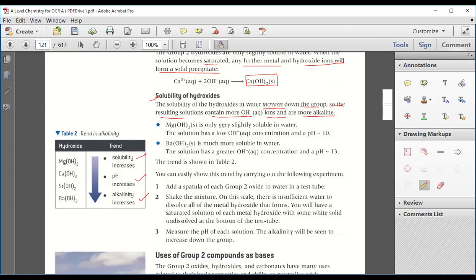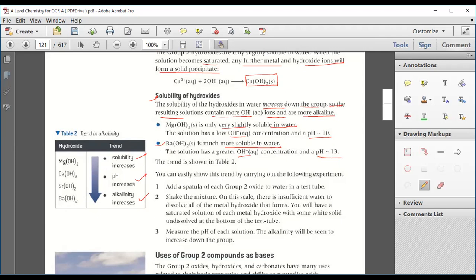Now, magnesium hydroxide is only very slightly soluble in water. It has a low OH negative aqueous concentration, and the pH is 10. But barium hydroxide is much more soluble in water. As we move down the group, solubility increases. The solution has a high OH negative concentration, and pH is around 13. Clear? And why does this happen? As we move down the group, metallic character increases, which causes this effect.